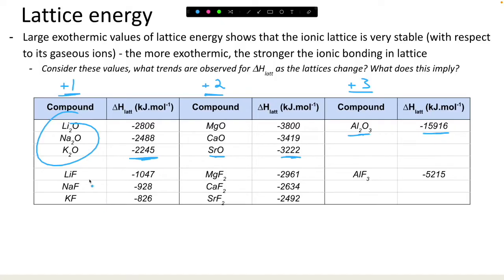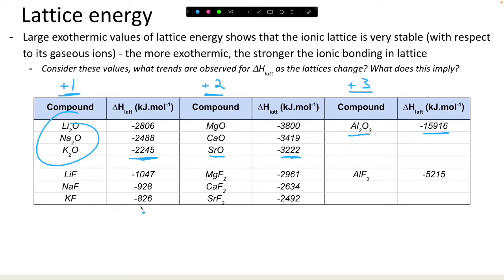Remember, the more energy we give off when we form the lattice, the more energy it will take to break that lattice. The more energy to break that lattice, the stronger that lattice will be. So, this makes sense as well. Hopefully, if you think about moving across the period, we're keeping the size relatively the same. What we're changing this time is the charge. The higher the charge, the stronger the electrostatic force of attraction. Therefore, the stronger our lattice is going to be.